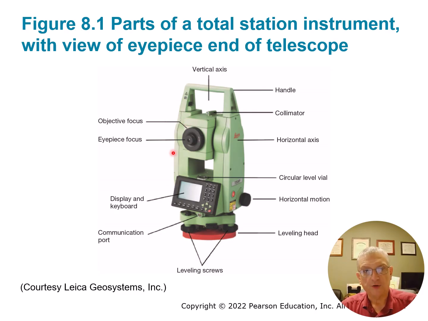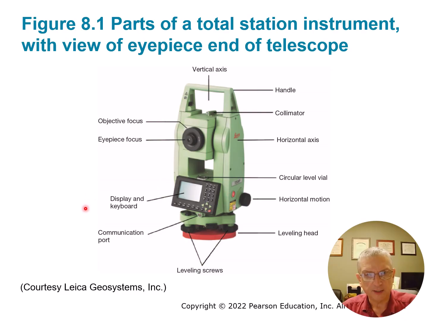So the objective focus, the focus for the object, is usually a ring, the bigger ring that's up against the scope, and the eyepiece focus is right there around the eye. And we talked about parallax and focusing your crosshairs on your object before. One thing that is different, for example, with an auto level compared to a total station, is there will be a vial level in addition to the bullseye bubble that's going to be mounted on the tribrach down here. So the leveling head is just the top of the tripod head.